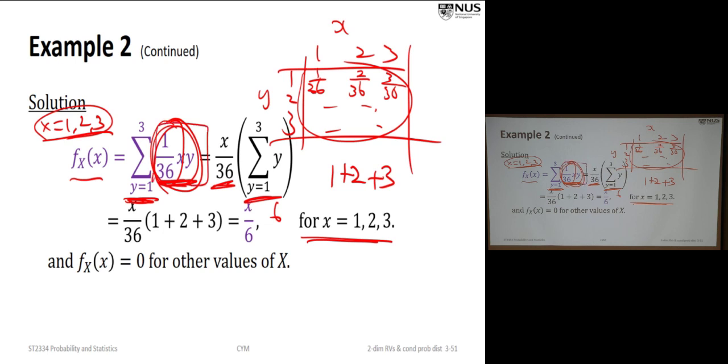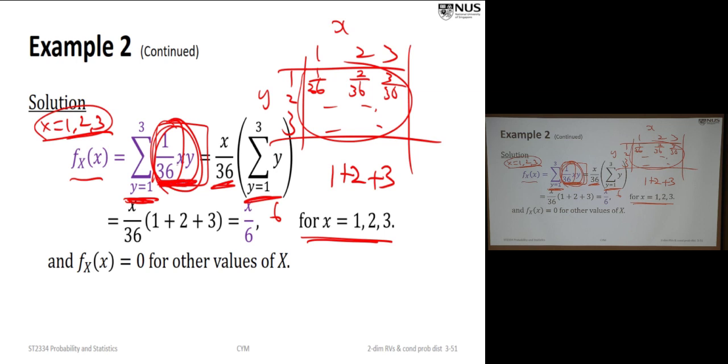This expression is symmetric about x and y. That means x and y, the roles are the same, are similar. It doesn't matter which one you consider.